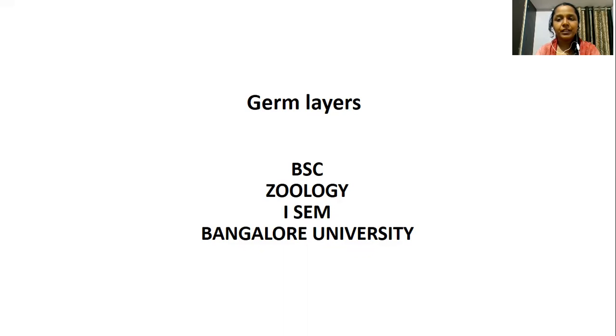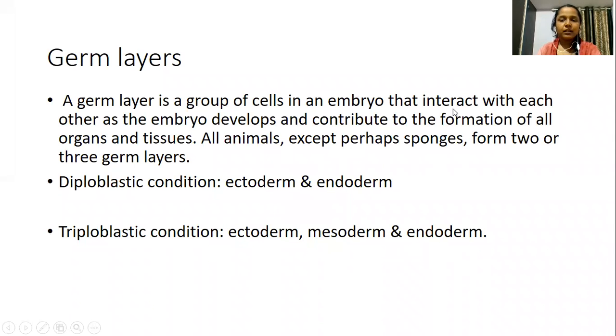In this video, I'm going to explain the germ layers. Germ layers are nothing but the group of cells which interact with each other during embryo formation, and that will contribute to the formation of various organs and tissues.